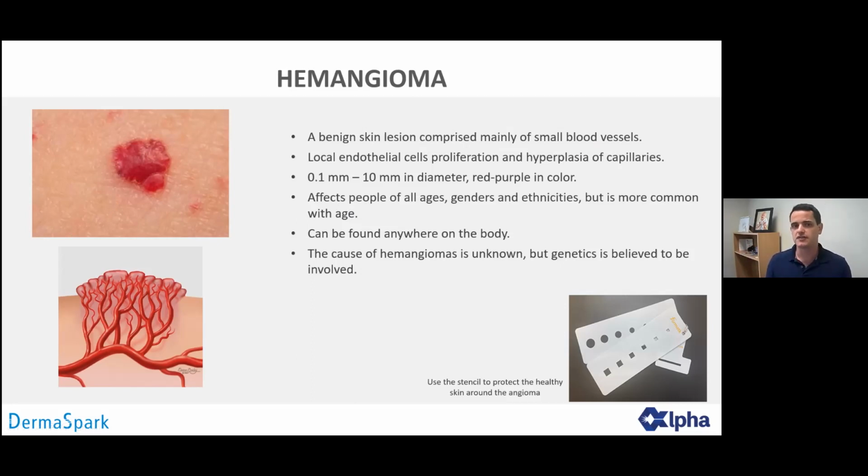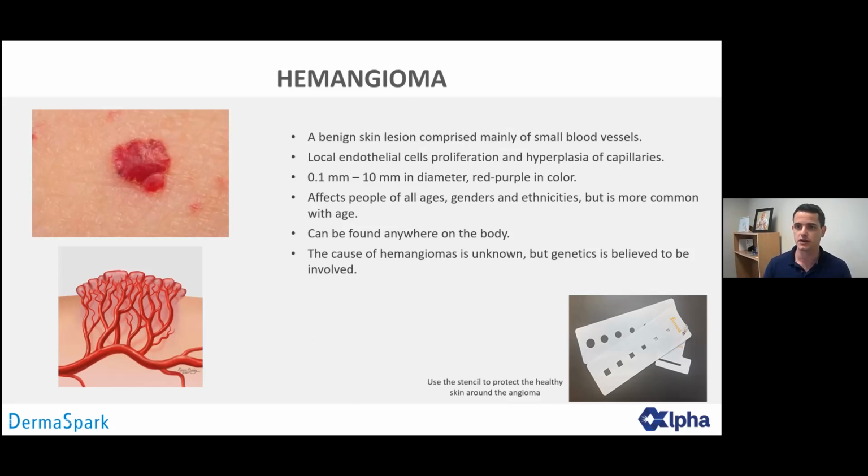And these kinds of lesions affect people of all ages, all genders, all ethnicities. They are more common with age, of course, although it's also quite common to see them in newborns, what's so-called infantile hemangiomas. These are hemangiomas that are present at birth. And as I said, the cause of hemangiomas is not fully understood, but genetics is believed to be involved in the development of these lesions.